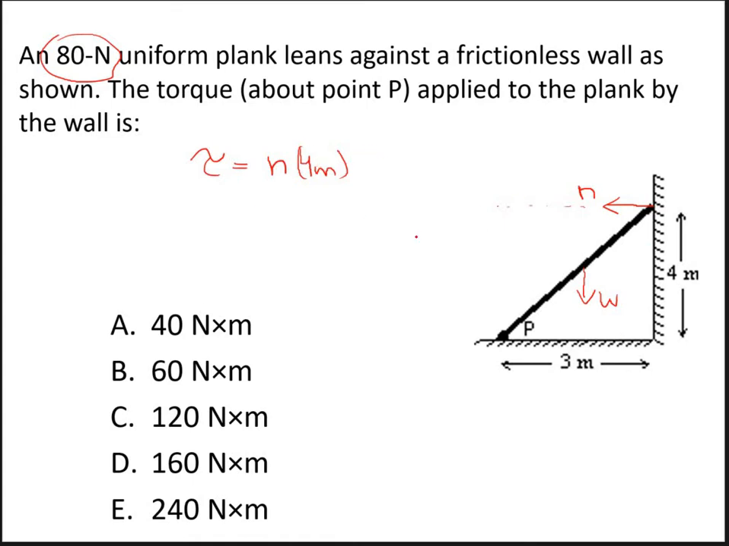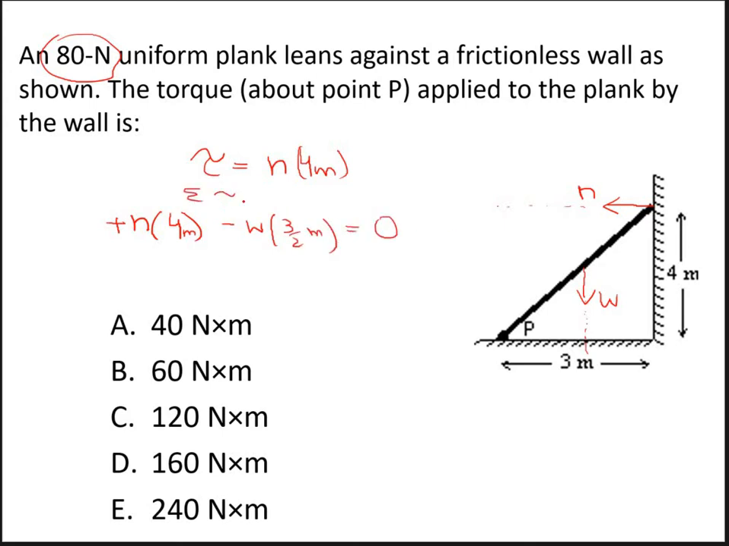That the net torque on this system is 0, so N times 4. Okay, so this is counterclockwise. So the net torque is equal to 0. I'm just writing the total torque. So N times 4 meters minus W times, if you extend the line of action of W, this distance is half of 3, so 3 by 2 meters. And that should be equal to 0.